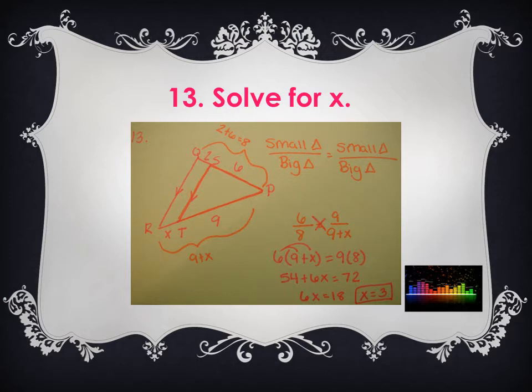Because 9 and x cannot add together, we have to distribute the 6 to both the 9 and the x, giving us 54 plus 6x equals 72. We subtract 54 on both sides, giving us 6x equals 18. Divide by 6 on both sides, and you are given x equals 3.